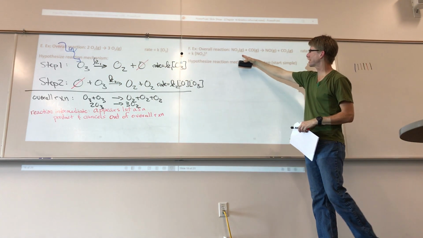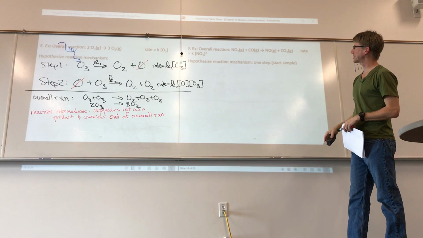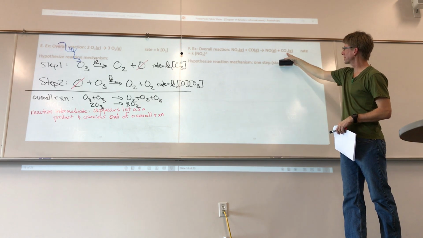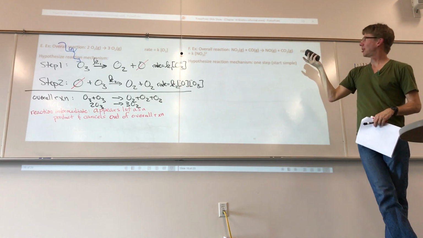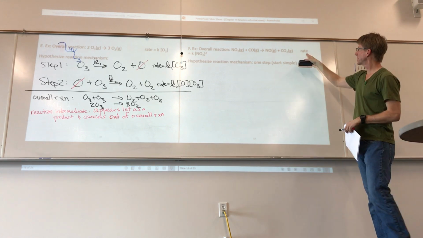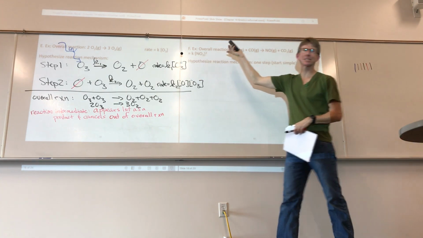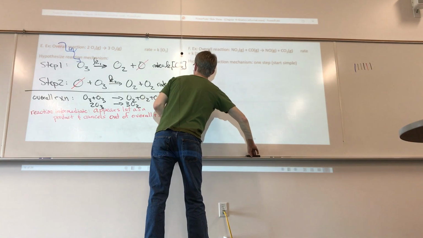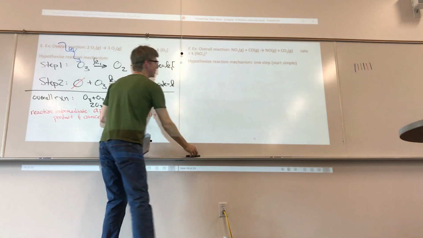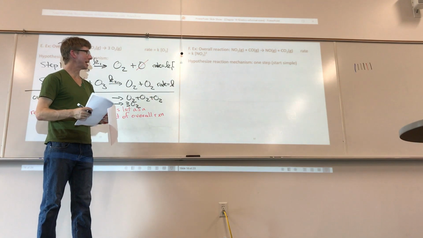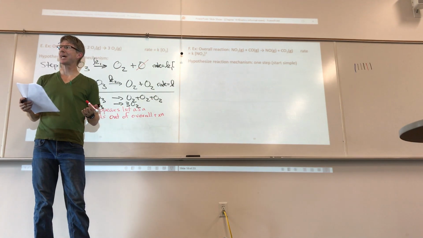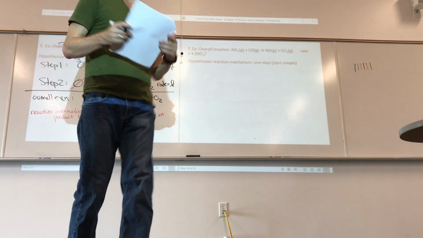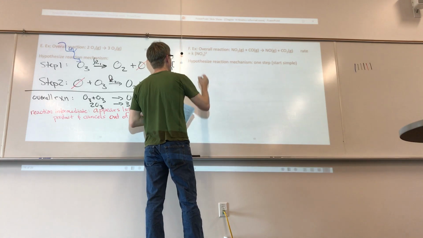Here, the overall reaction is NO2 plus CO, nitrogen dioxide plus carbon monoxide, goes to nitrogen monoxide plus carbon dioxide. All of these are gas phase species. Rate equals k, well, it's a second order rate law. Hypothesize a reaction mechanism. One step, start simple. There are many possible hypotheses. Let's start with step one.